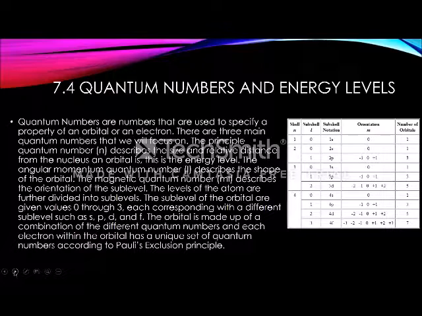The levels of the atom are further divided into sublevels. The sublevels of the orbital are given values 0 through 3, each corresponding with a different sublevel such as s, p, d, and f. The orbital is made up of a combination of the different quantum numbers, and each electron within the orbital has a unique set of quantum numbers according to Pauli's exclusion principle. The table to the right shows the different combinations for quantum numbers.